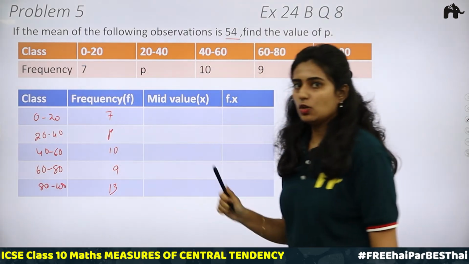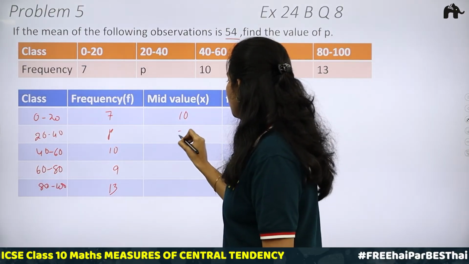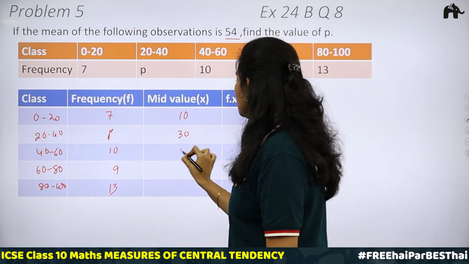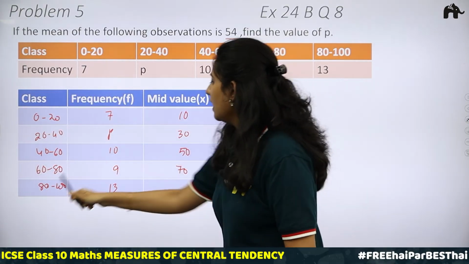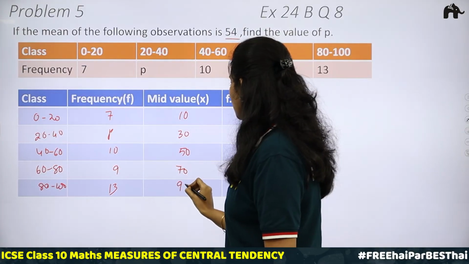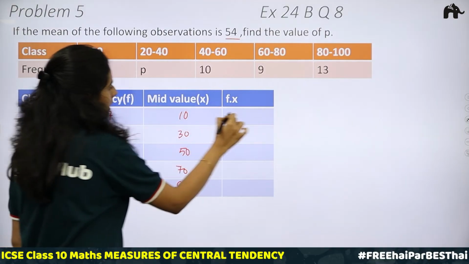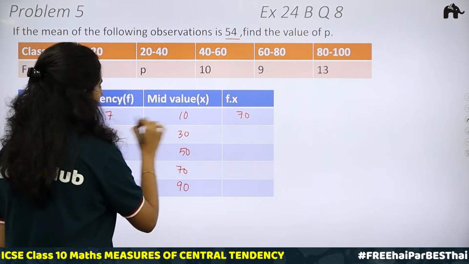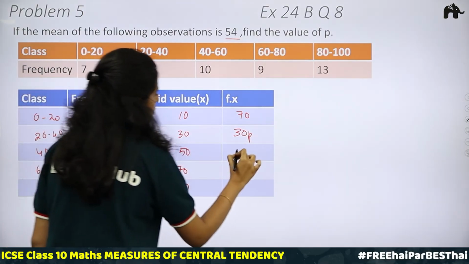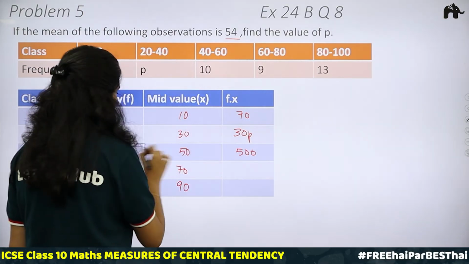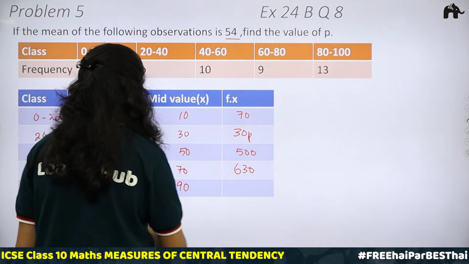0 to 20. 0 plus 20, 20. 20 divided by 2, 10. 20 to 40, you get 30. 40 to 60, 50. 60 to 80, 70. 80 to 100, 90. Now the fx values: multiplying 7 into 10, 70. P into 30 is 30p. 10 into 50, 500. 9 into 70, 630. 13 into 90, you get 1170.